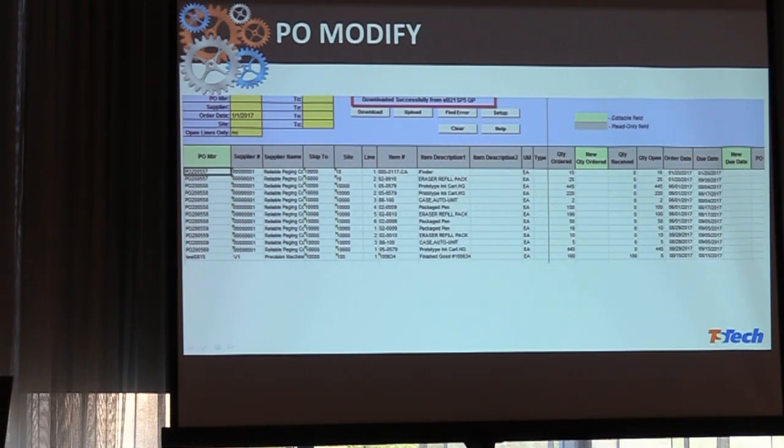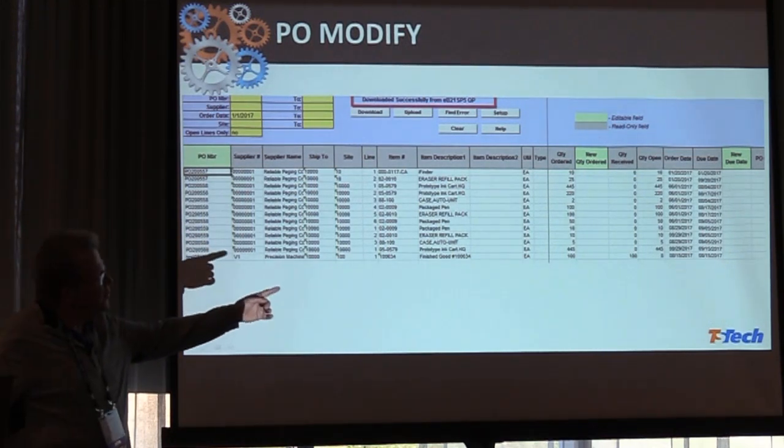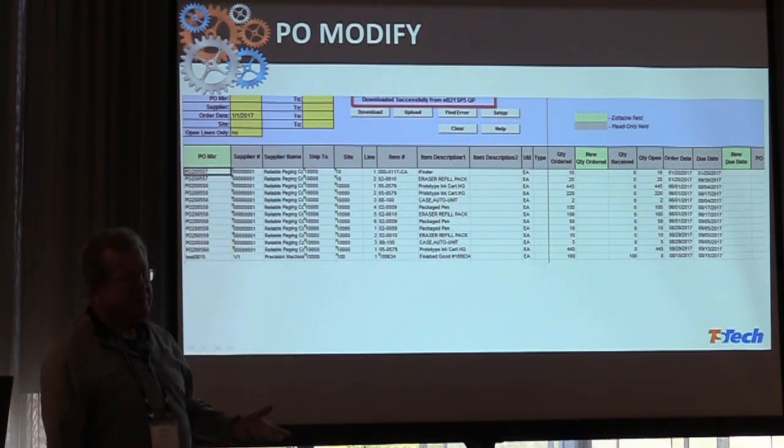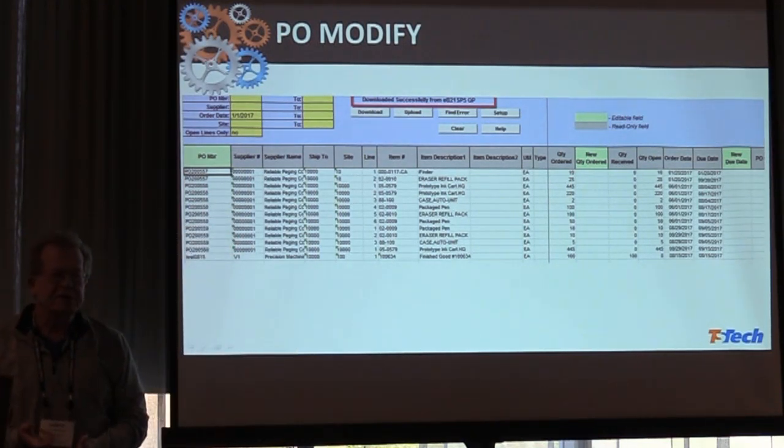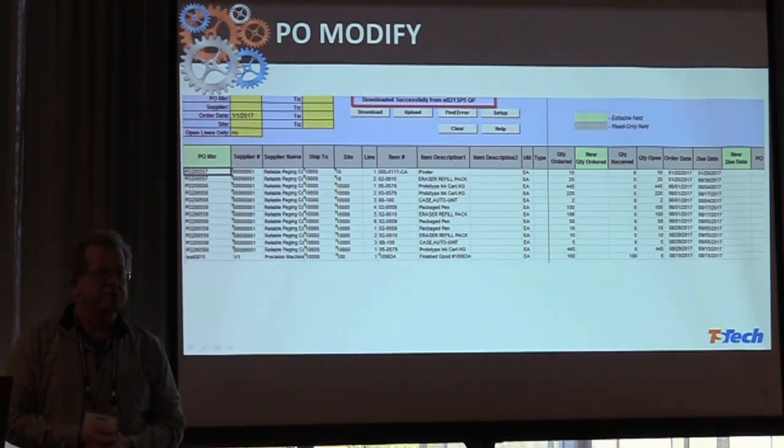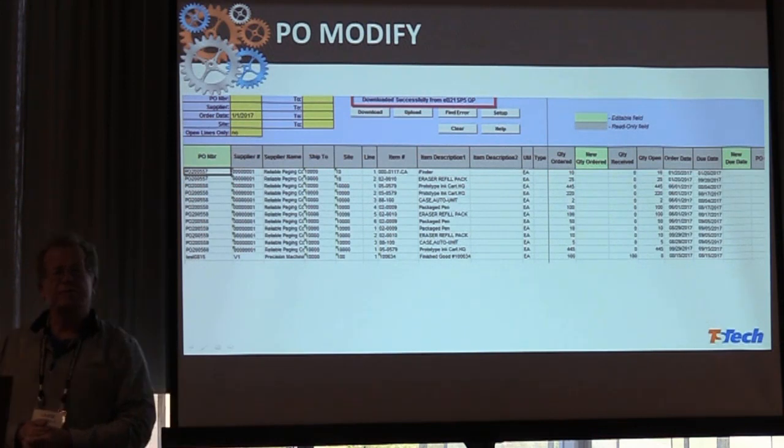PO modify, same type of thing that you can do. New quantity ordered, new due date. Those are two of the hardest things to change in a discrete purchase order within QAD. We can change them anytime we want with a single upload. Works very well.